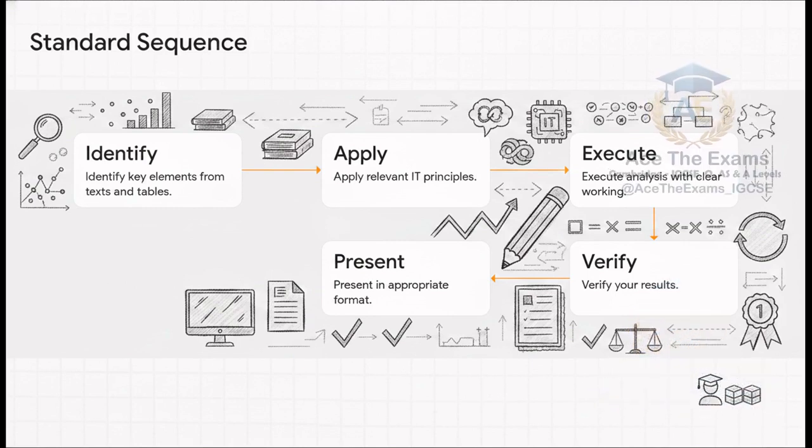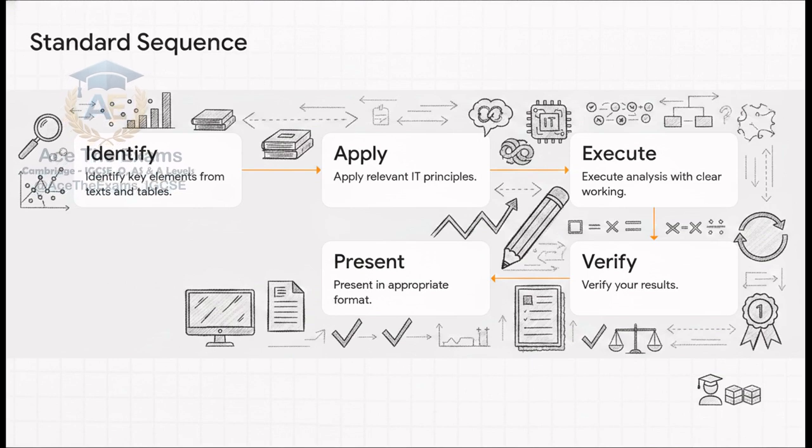To secure those method marks, the syllabus demands a standardized 5-step sequence. Step 1, identify the key elements from the text, sort tables. Step 2, apply the relevant IT principles. Step 3, execute your analysis, making sure to show clear working. Step 4, verify your results. And finally, Step 5, present it all in the appropriate format. If you skip even one step, you're just leaving marks on the table.